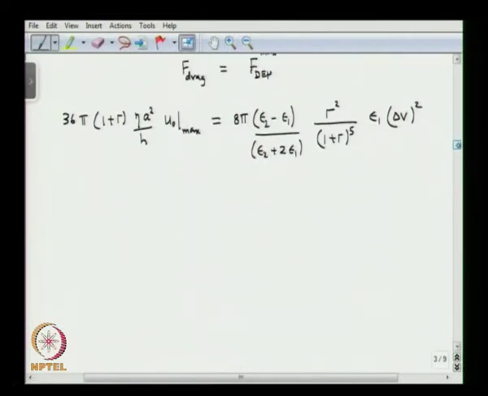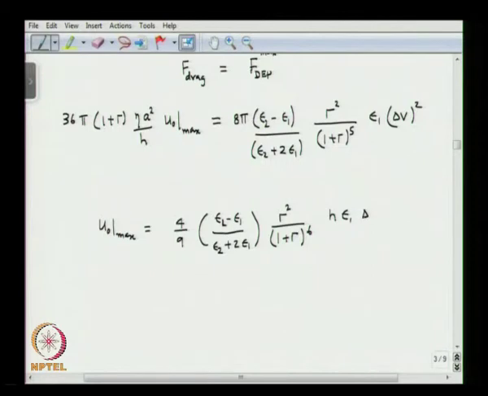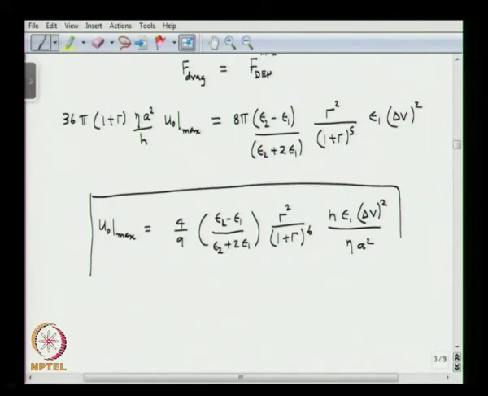So, from here we can find out what is going to be the maximum velocity. So, u0 max is going to be 4 by 9 into epsilon 2 minus epsilon 1 divided by epsilon 2 plus 2 epsilon 1, gamma square divided by 1 plus gamma, 6 h epsilon 1 delta V square over eta a square. Okay. So, that is going to be the maximum velocity of the particles or the samples at which trapping is still possible.